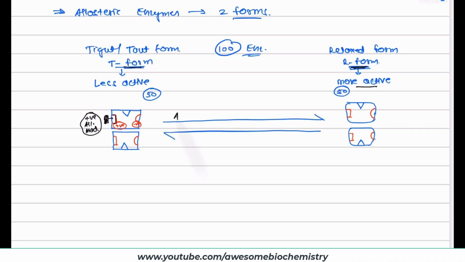So the allosteric activator is also called a positive allosteric modulator. What will happen? It will convert the T form into the R form. So now a new equilibrium between this T and R form will be established. Let's say that by this allosteric activator, 20 molecules are getting converted from T form to R form. So 50 minus 20 will lead to 30, and 50 plus 20 will lead to 70. So now more enzyme is available in the R form, so there will be more activity of the enzyme.